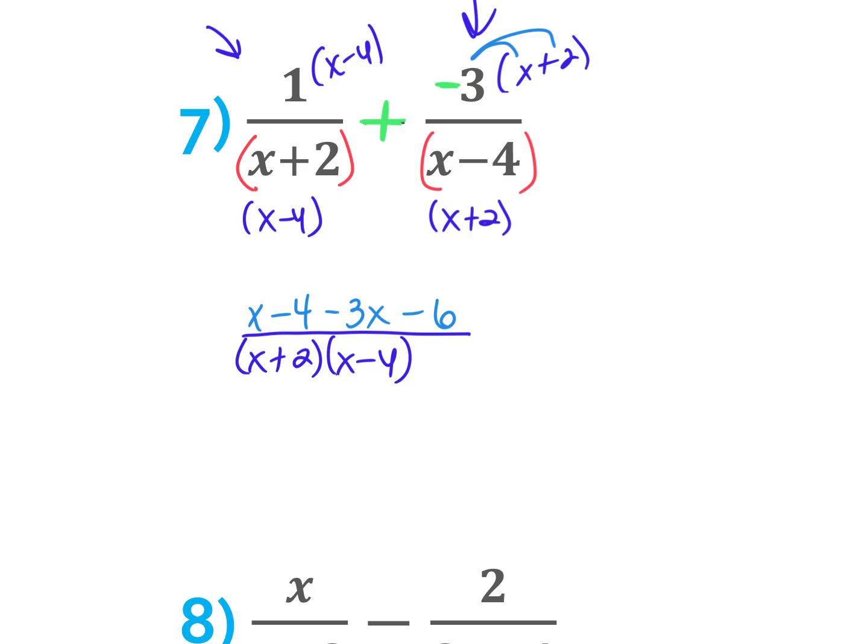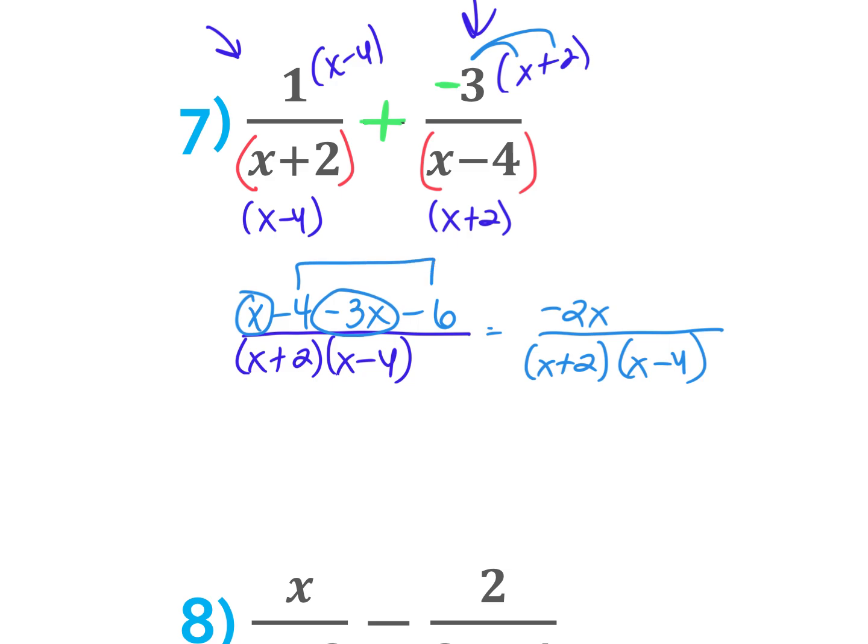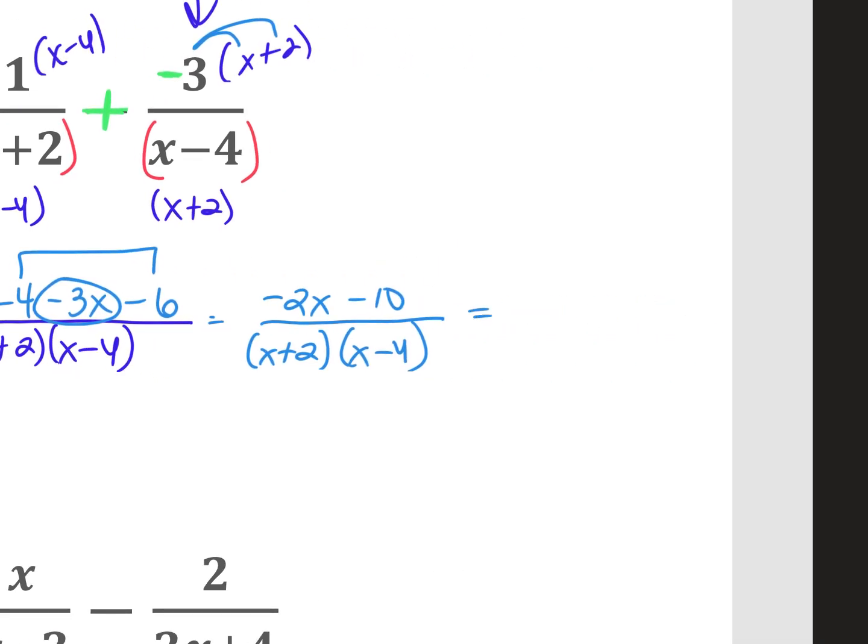So now I'm going to rewrite my denominator. Just leave it as x plus 2, x minus 4. There's absolutely no reason for you to multiply it back together and combine like terms. What is x minus 3x? Negative 2x, good. And then what is a negative 4 and a negative 6? Negative 10. How would I like you guys to simplify this just a little bit more?